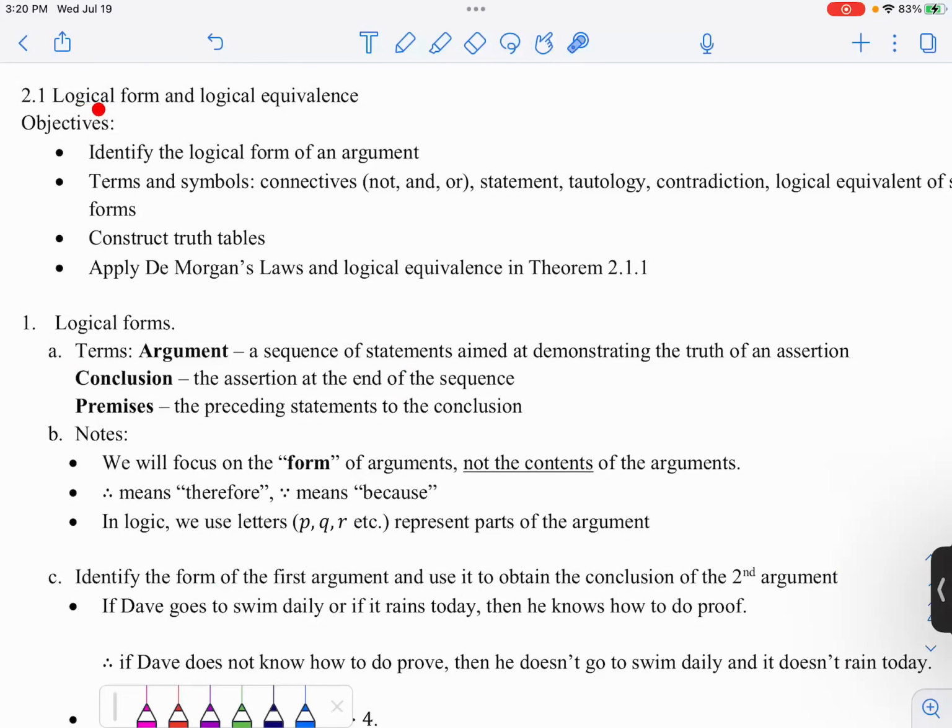In chapter 2, we'll begin the study of logic. And in section 1, the focus is to introduce the fundamentals. So we're going to talk about logical form and some important results, which is the logical equivalences. And first of all, let's introduce the logical form.